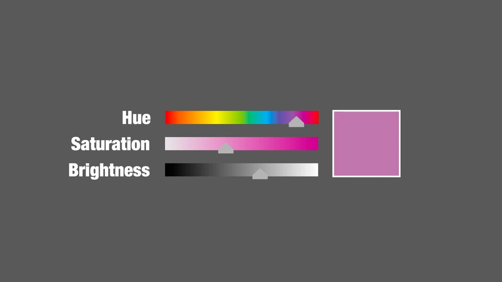Then you can determine the intensity of that colour, which is the saturation. Low values will give you something closer to a grey, whereas the higher values will give you that pure hue. And then you can determine how light or how dark that colour is with the brightness value. Low values will give you a dark colour or a black, and then higher values will give you a brighter colour or a pure white.